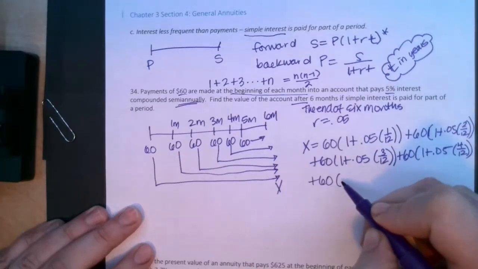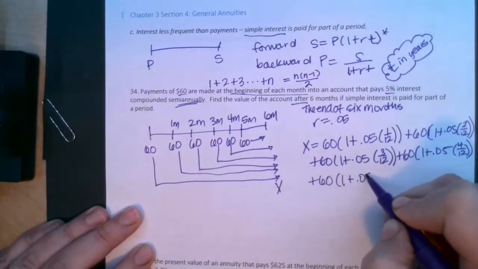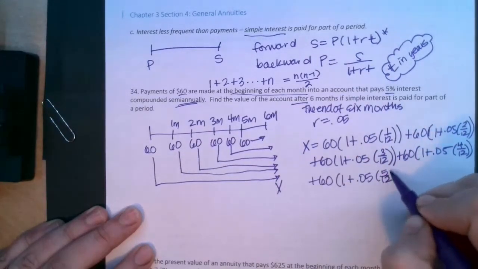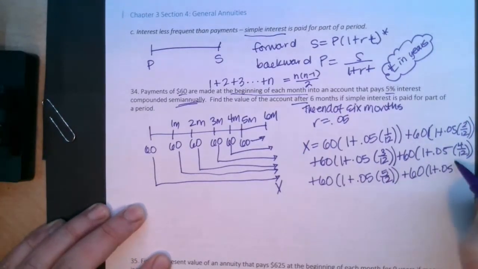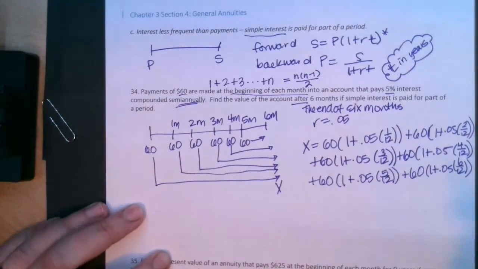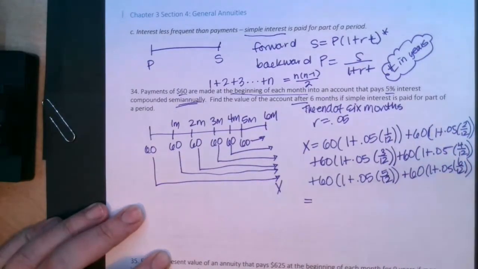Then our next one would be 5 months, so 5/12 of a year, and then when we're all done, 6 months, so 6/12 of a year. We'd add that all together. That's kind of a bear to enter because there's a lot going on. So again, we're going to do the shortcut method using the summation formula.